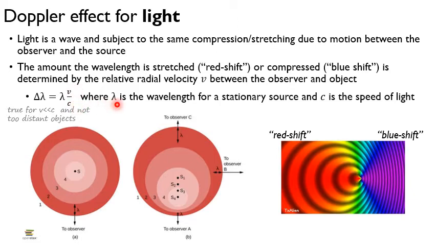So lambda is the wavelength for a stationary source. Delta lambda is the difference between the wavelength for a stationary source and the wavelength that's actually observed. And c is the speed of light, 2.998 times 10 to the 8 meters per second. Okay, so this is an equation that we can use to determine this radial velocity. Technically, this is only true for objects that are not moving too fast, a few percent of the speed of light, not much more, and not too distant objects. So this works well for objects in the galaxy and nearby galaxies.